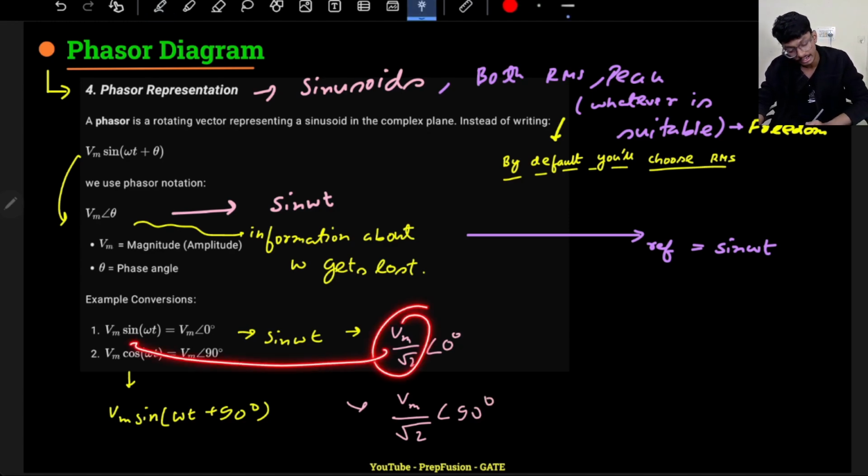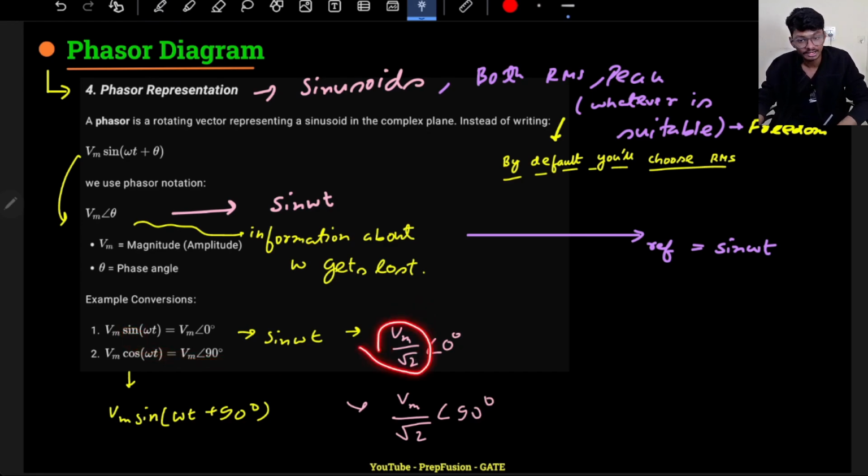So here it is internally understood that you have written the RMS. When you come back to your sinusoid, what type of conversion will you do? First you will multiply the magnitude by root 2, and then you will add the phase angle to the sinusoid. That's it. So for RMS, you have to follow an extra step. But if nothing is specified, by default you will choose RMS only.